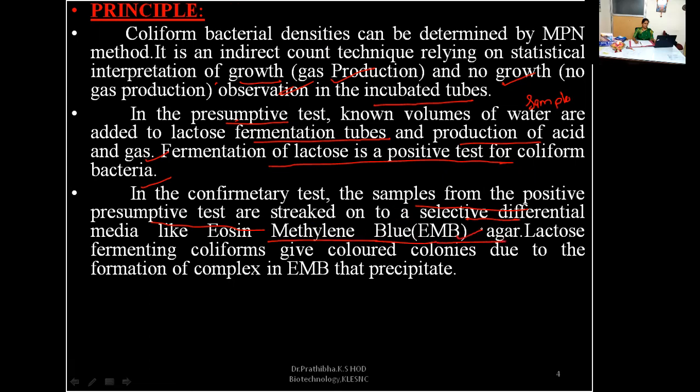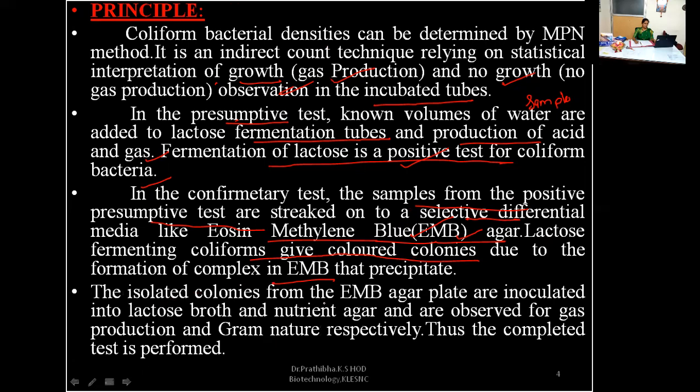Why have we taken this particular media? Because coliform bacteria will grow better and give good results in the EMB in the form of colonies. If coliform bacteria are present in the presumptive test, they will definitely grow in the eosin methylene blue media by utilizing all the chemical components of the EMB medium. Lactose fermenting coliforms give colored colonies due to the formation of a complex in EMB that precipitates.